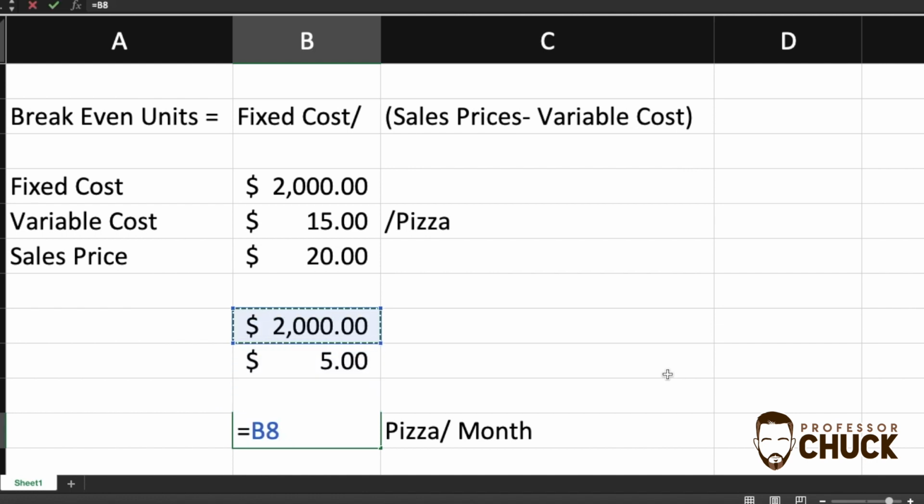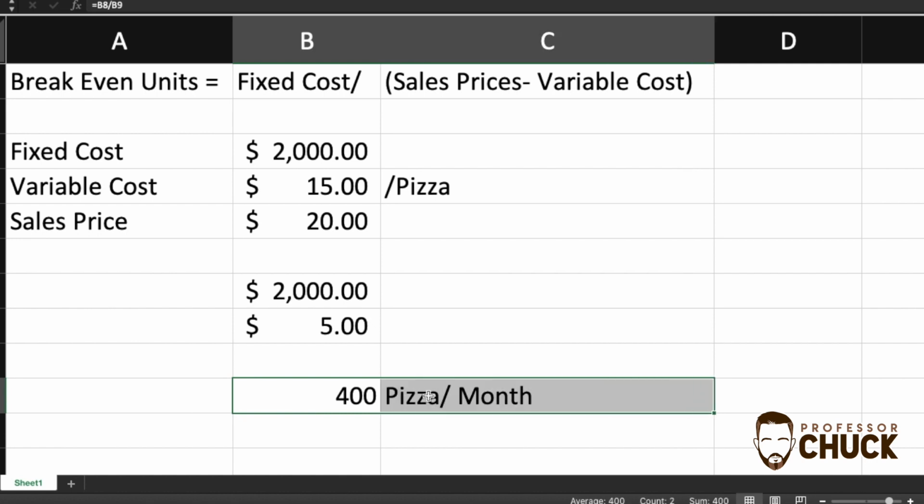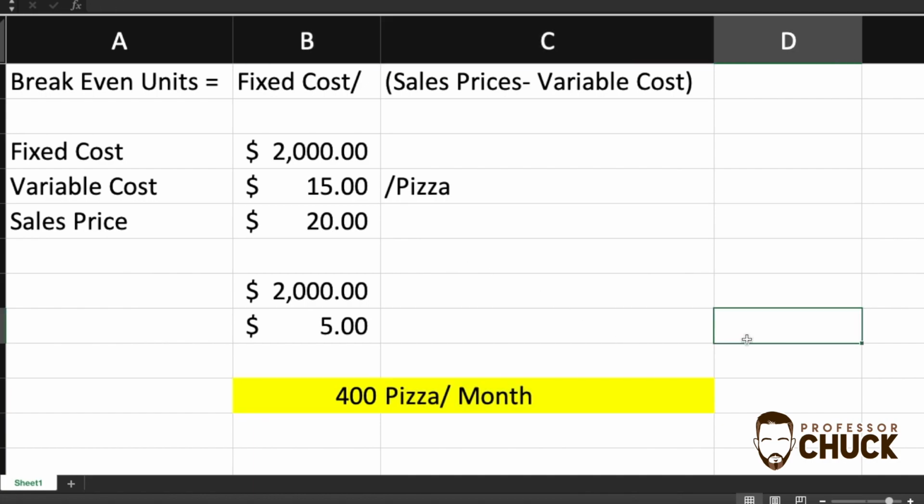So if I take that $2,000 element that I had as my fixed cost, divide it now by the $5 down below, I'm saying I need to sell 400 pizzas within a month in order to break even and cover all of my costs, both my variable costs and my fixed costs. Now that I have the whole number, I have my break-even analysis complete, I can now, if I'm in the planning phase, go back and rethink all of those elements.